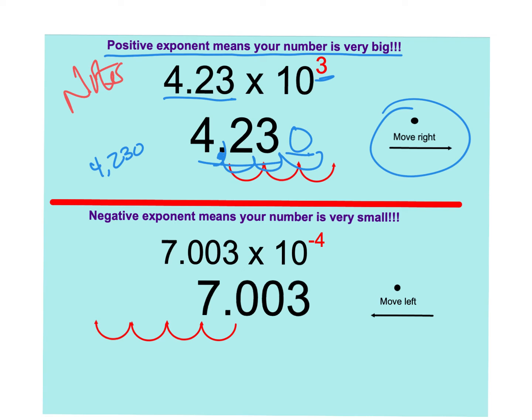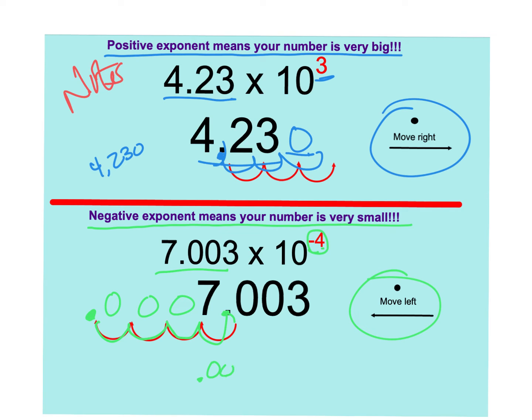Down on the bottom, a negative exponent means your number is really small. So again, we're going to start with our factor, and we're going to move our decimal. Now it's really small, so we're going to move it to the left 4 times. So here's our decimal, 1, 2, 3, 4. Here's where our decimal point goes. We fill in the zeros. That's a really, really small number.